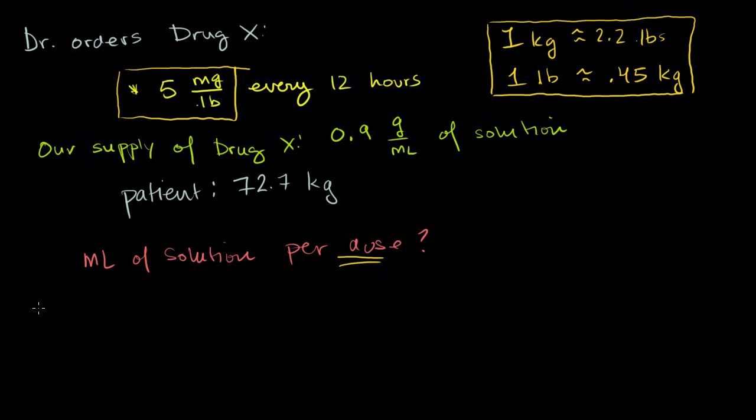So let's do 5. I'll write it down here in magenta. 5 milligrams per pound. And then we want to convert this to per kilogram. So we could multiply this times the number of pounds per kilogram, I'll do it in yellow, times this information right up here, times 2.2 pounds per kilogram.